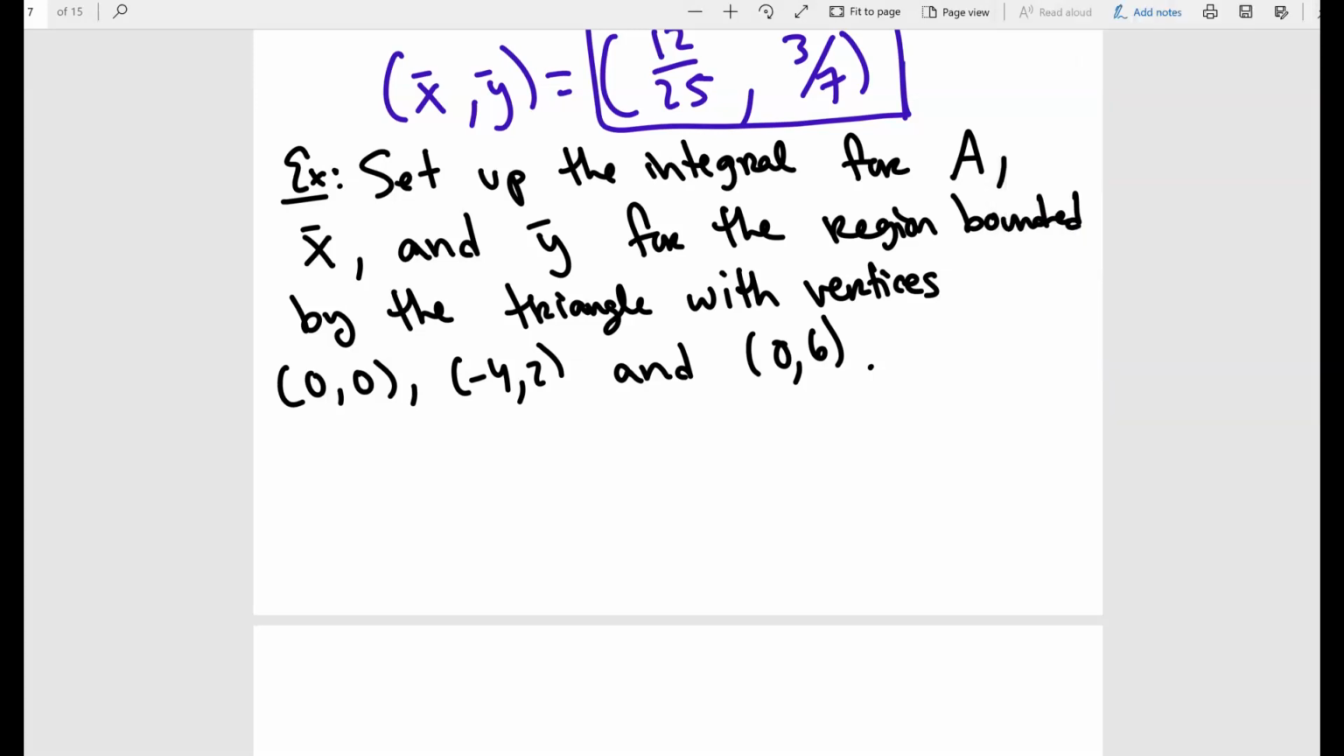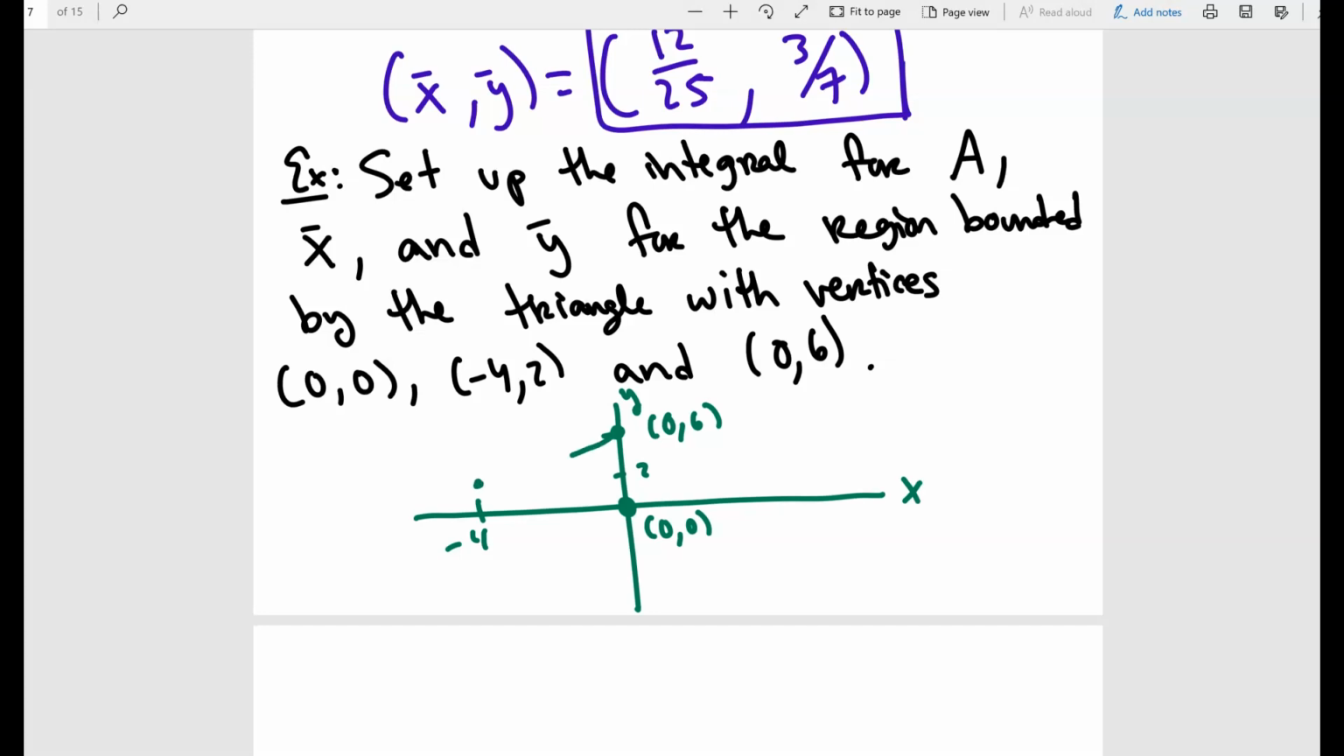Let's go ahead and draw this. (0, 0), here's my x-axis and my y-axis. (0, 0) is right here. I'm going to label this (0, 0). (0, 6) is up here. Here is (0, 6). And then (-4, 2) is around there. Okay, so we have this triangle.